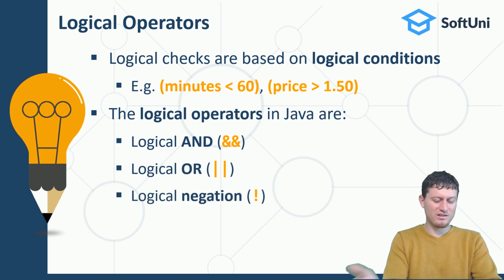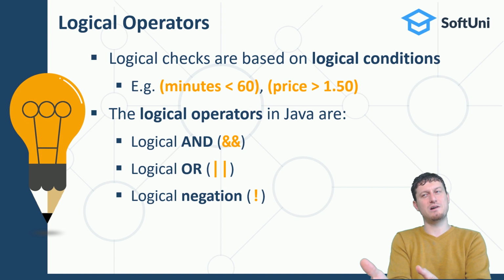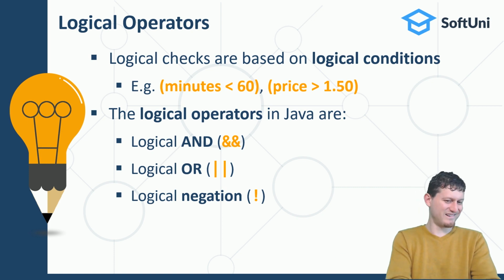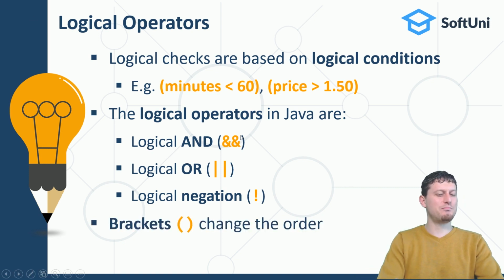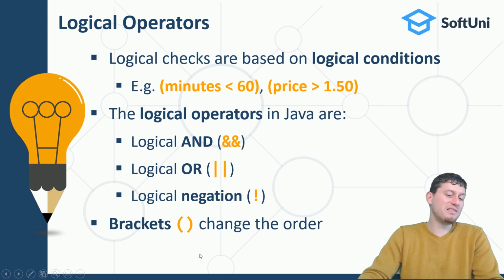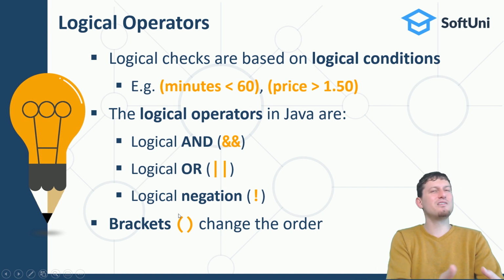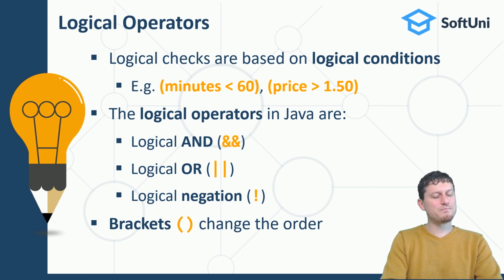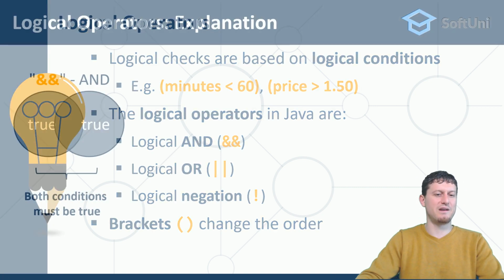And not means if I'm not under 21 years, I can drink beer, for example. This is logical negation. Also, we may have brackets. Brackets change the order of execution. And this is useful when we don't know the exact priority. I'll show you how to use the brackets, but they're just like in math. In math, multiplication has higher order of execution than plus and minus, so we can use brackets to change the order. The same applies for Boolean expressions and logical operators.